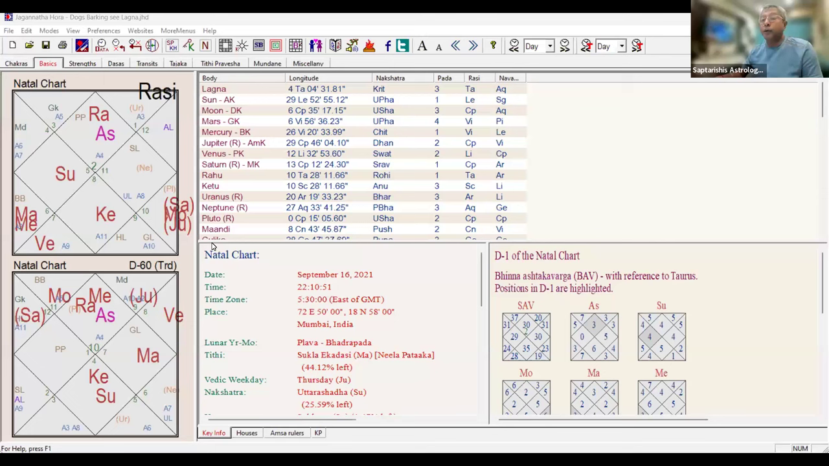What do you see on the top left? I give clues to myself, so that after 3 years, if I open this chart, I know this is the 2021 chart. What is the Lagna? Taurus. Who's sitting in the Lagna? Rahu. That means there is some Rahu element.